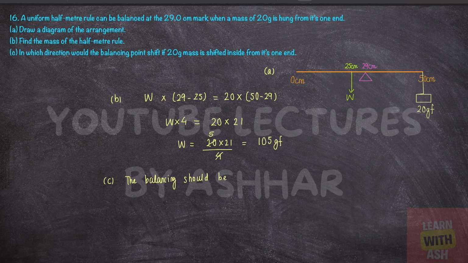Alright. So in that way, I can say that the balancing point should be shifted to the 25 centimeter mark to compensate for the mass of 20 gram force which has been shifted.